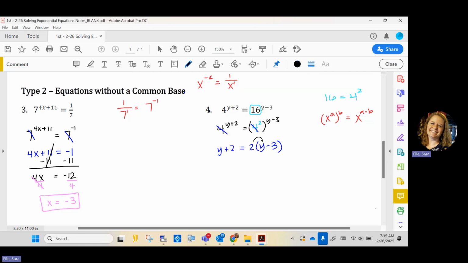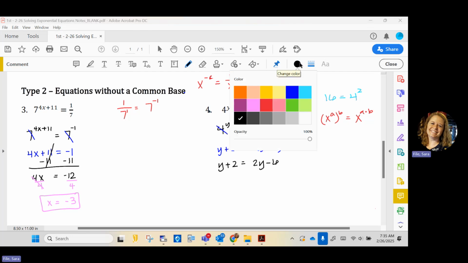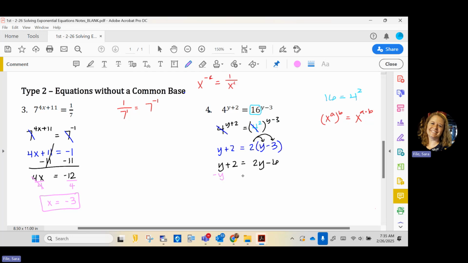So I distribute the 2. It's 2y minus 6. So now I want to get the y's to one side and the constants to the other, and it really doesn't matter which one you'd move first. I'm going to move the y's to the right so that they stay positive.